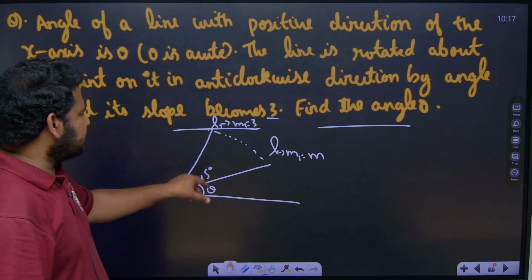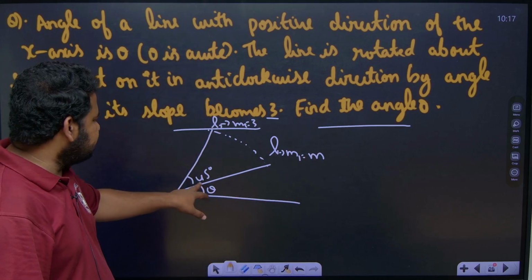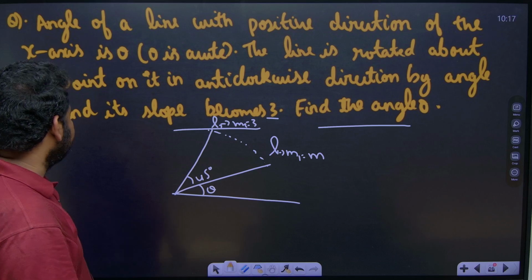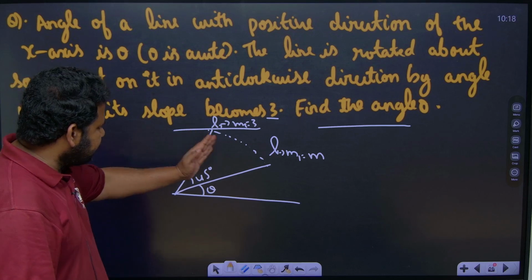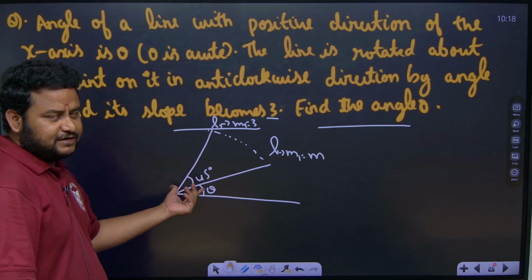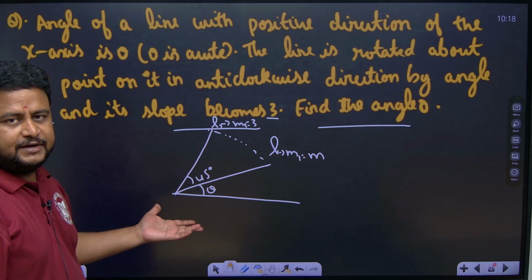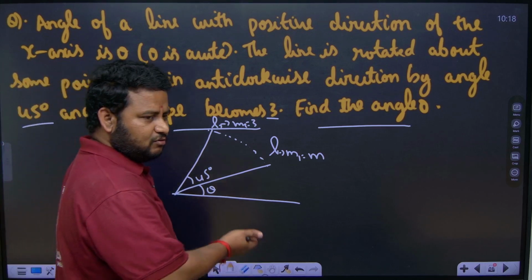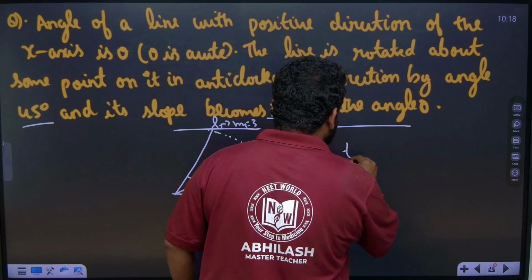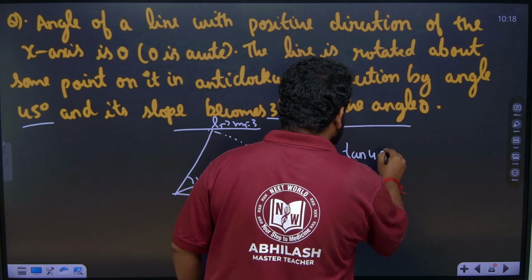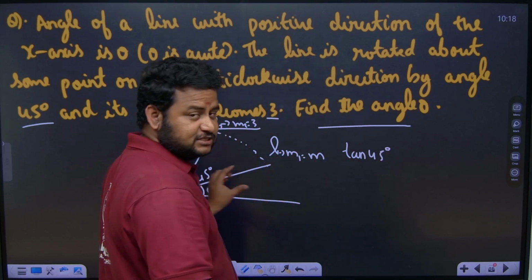Now they are asking us to find the angle theta. This theta we have to find out. So how to find this? Now they have given L1 and L2, and the angle between them is 45 degrees. So let us use the formula, that is tan theta is equal to, that is tan 45. Here the angle between two lines is 45, not theta.